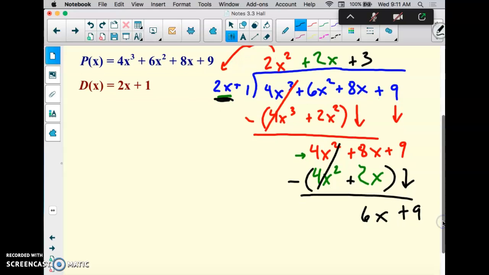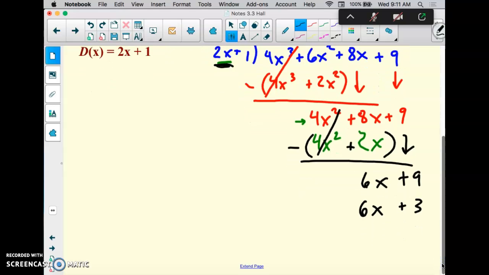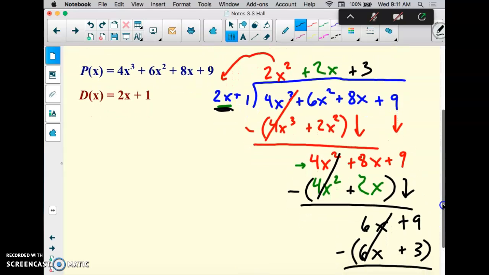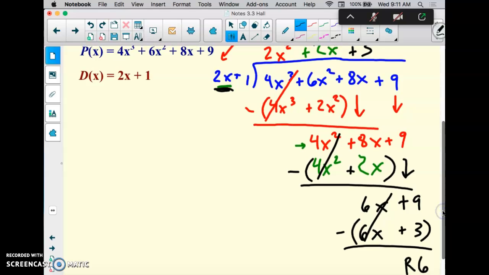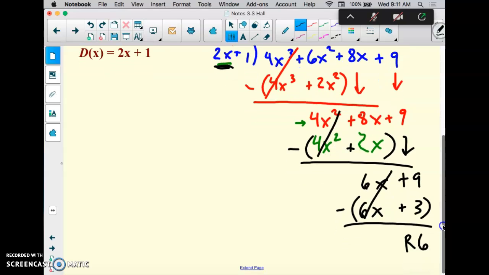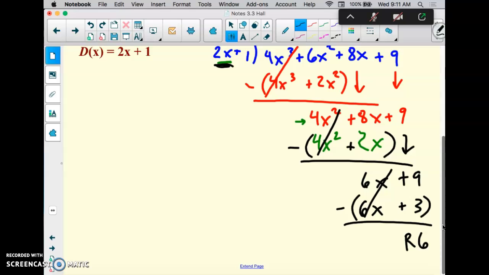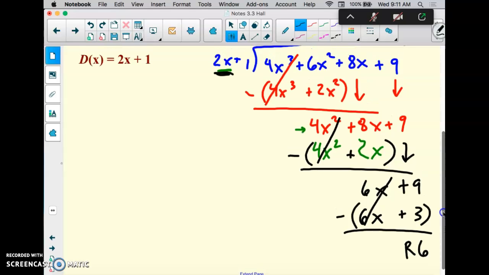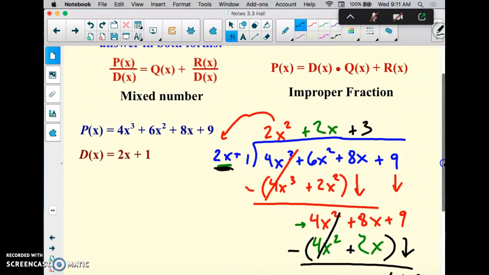I multiply 3 times the 2x, which gives me 6x. And 3 times the 1 gives me 3, so plus 3. Again, I'm subtracting those. The 6x is gone. This leaves a remainder of 6. I know that's my remainder because nothing times 2x will give me 6. I can't multiply anything by 2x to give me 6. So that's my final answer, my remainder.